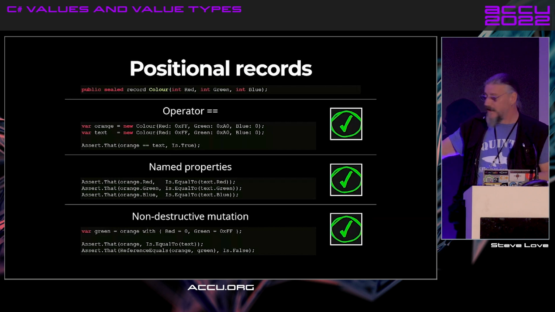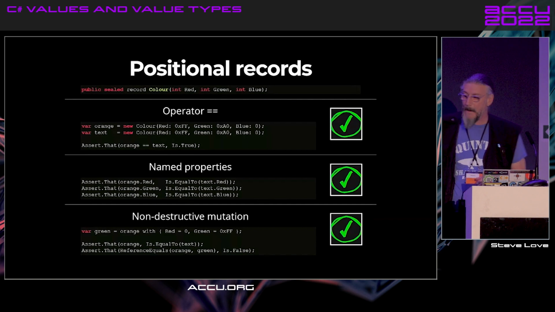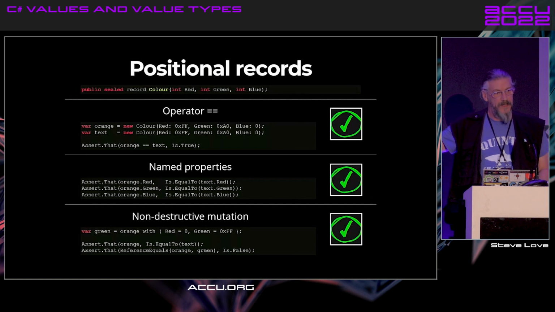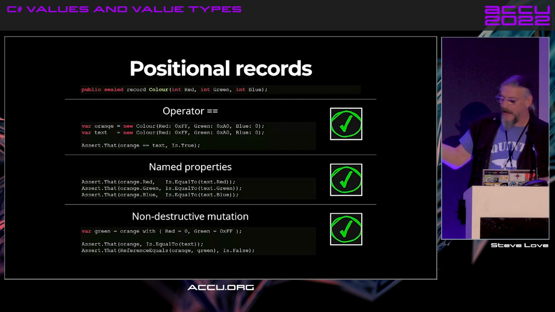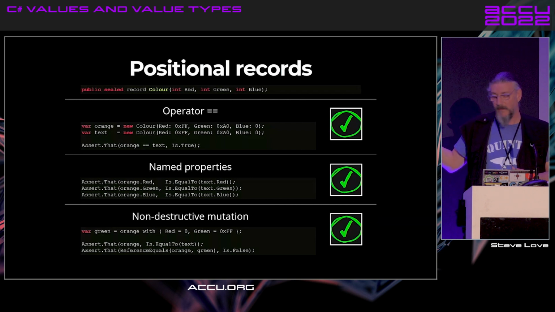Here, hopefully you can see that we've got something that's a bit like the object initialization syntax, but with a with keyword. So what that means is that we're creating a new instance of color using an existing orange record instance as a template. And then in this case, we are assigning different values for the red and green properties and leaving the blue property as it was in the original orange variable.